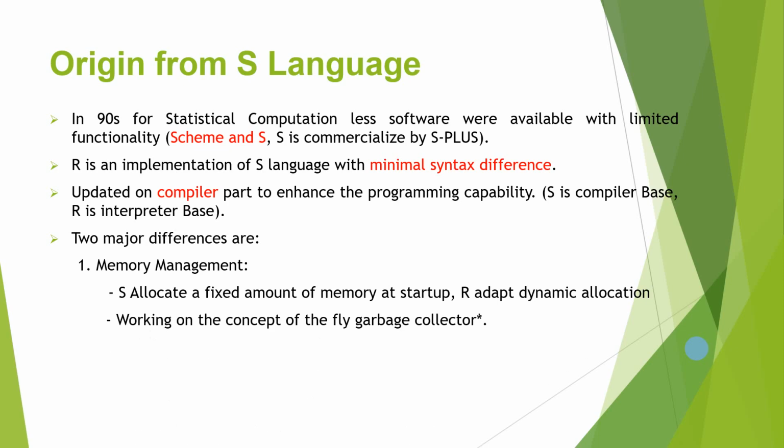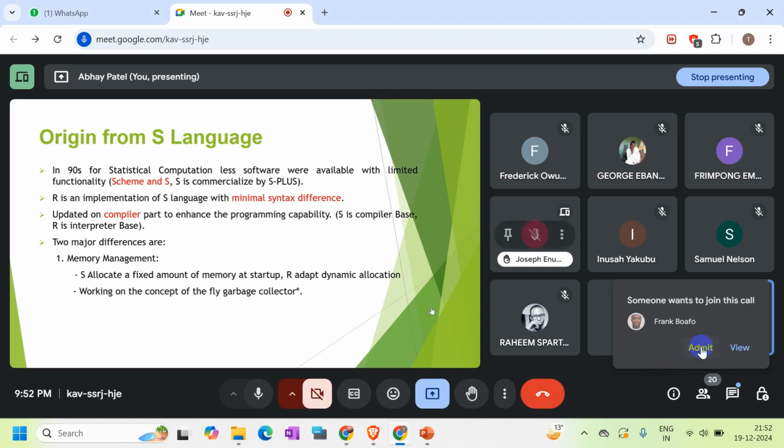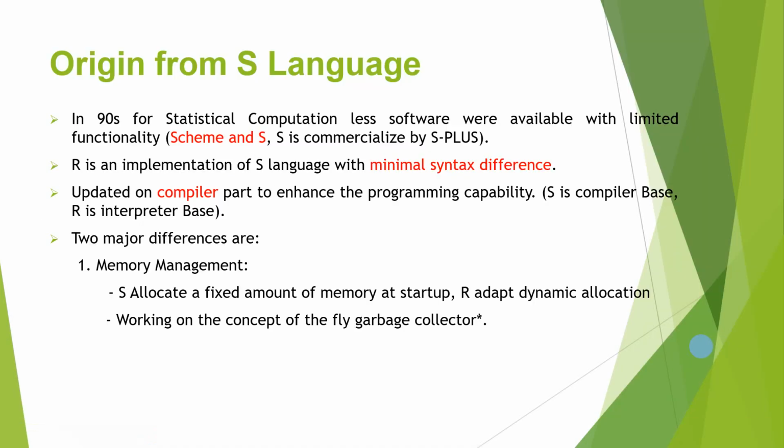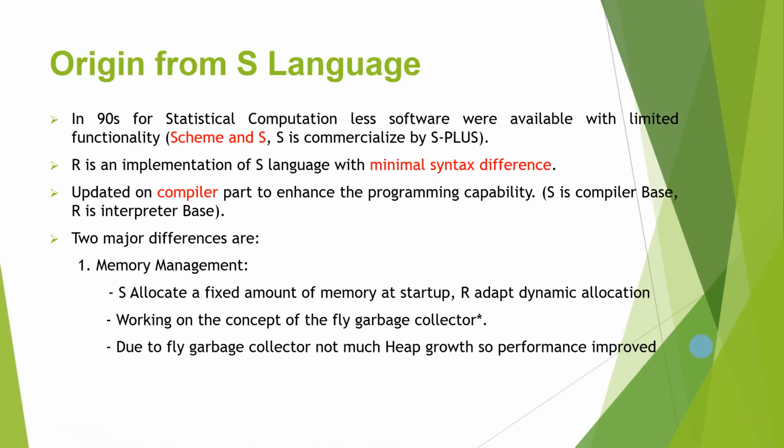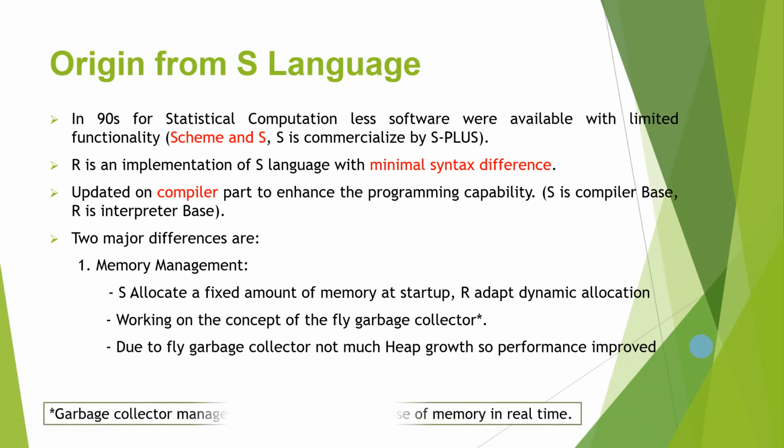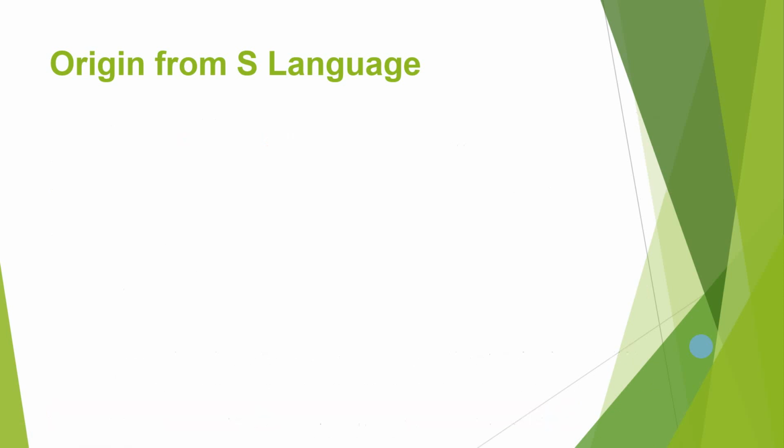And this works based on the concept of the fly garbage collector. So what does garbage mean? Garbage is basically a waste thing. If something is not required, just delete it. So R follows this concept of the garbage collector, and this helps to remove heap growth, so that if the memory is not that busy, your performance will be increased. So what is a garbage collector? The garbage collector manages the allocation and release of memory in real time.